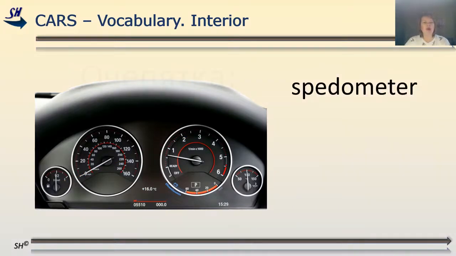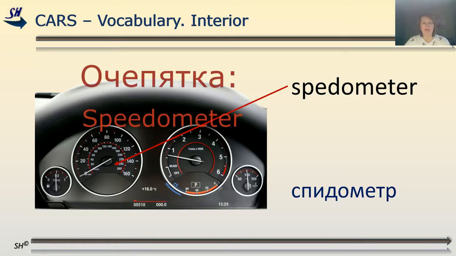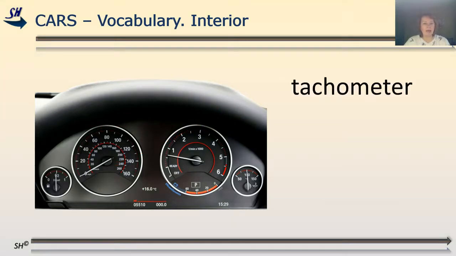Next indicator is called speedometer. This is the indicator that shows your current speed, how fast you are going at this particular moment. It sounds pretty much like the Russian word for it. Next indicator is a tachometer. It shows how fast your engine is turning, how hard your engine is working.